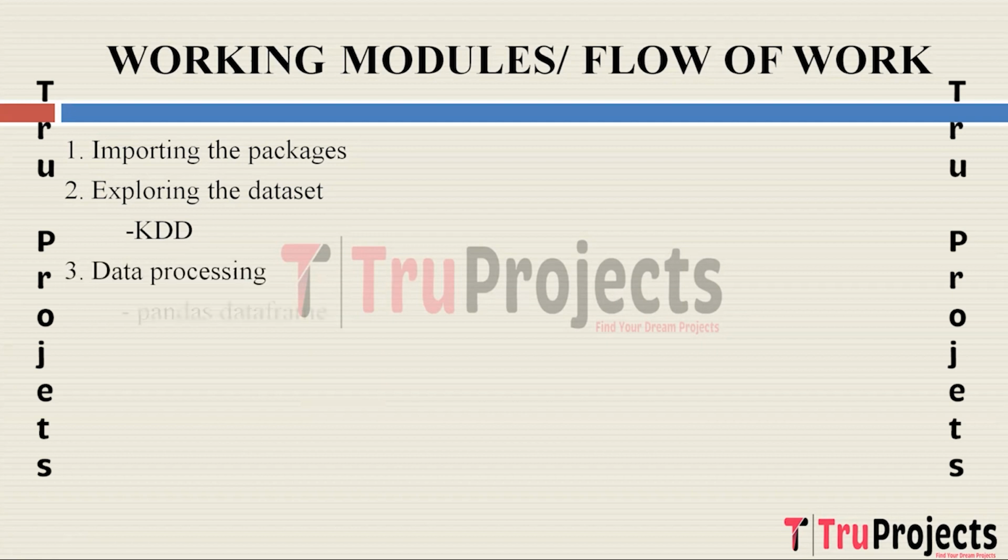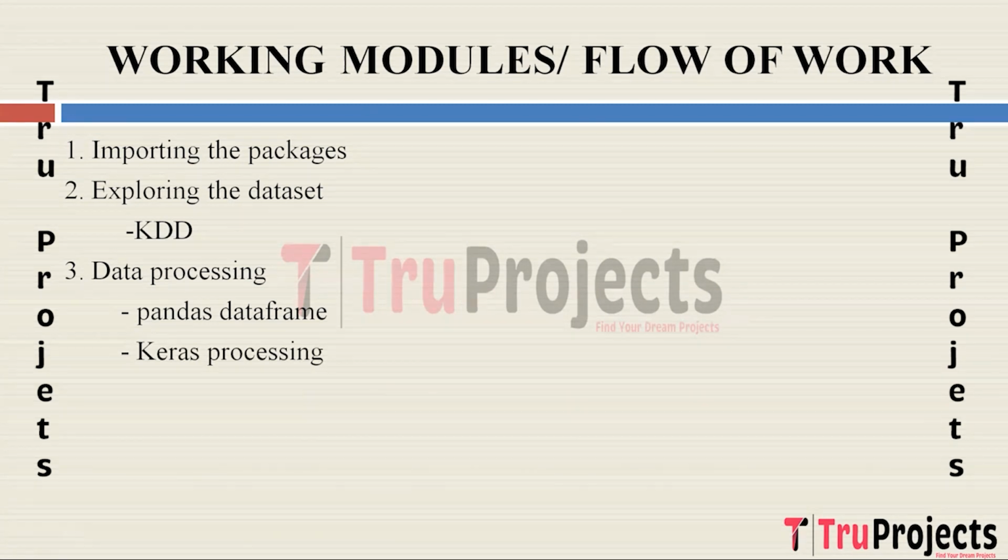Data processing. Pandas data frame. The dataset is typically loaded into a Pandas data frame. This data structure facilitates data manipulation and analysis. Keras processing. Keras, a deep learning framework, may be used for data pre-processing steps related to deep learning model requirements. Dropping unwanted columns. In some cases, columns in the dataset that are irrelevant to the network attack detection task may be removed to simplify the data and improve processing efficiency.